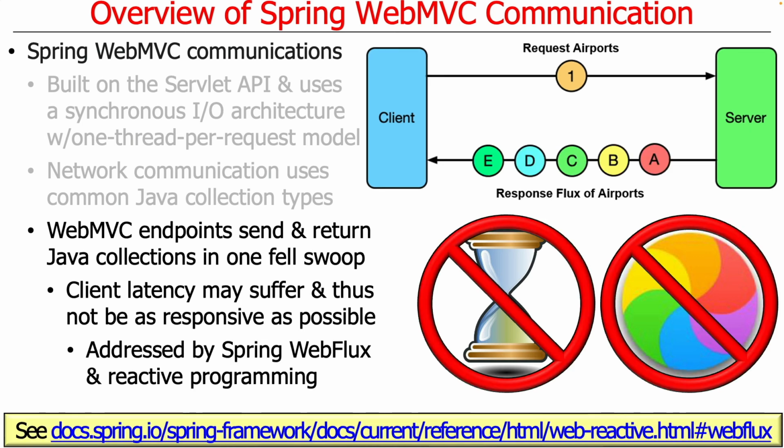Now, the way this is addressed, as we will see later in the course after we've talked about reactive programming, is by doing things asynchronously and being able to stream the results back as they are produced. So you don't have to wait for everything to come back in one big giant blob, one big aggregate chunk, one fell swoop, as I called it, but instead you can get incremental results that come back from the server back to the client. So we'll talk more about that.